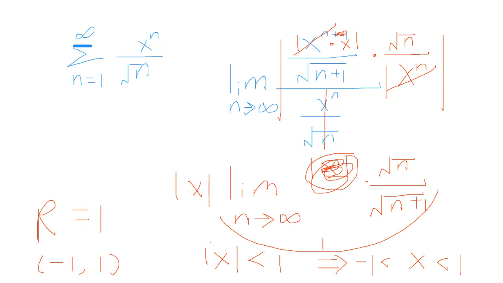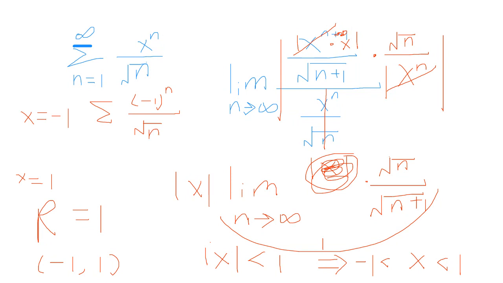Now, what about at x equals -1? So let's check the boundary points. What happens when x equals -1 and x equals 1? At x equals -1, we get the summation of (-1) raised to n over the square root of n, right?